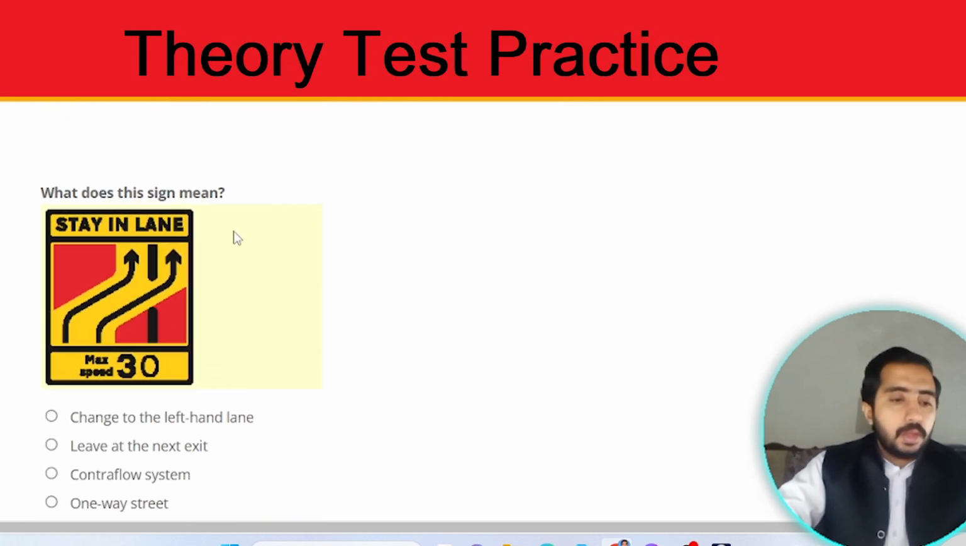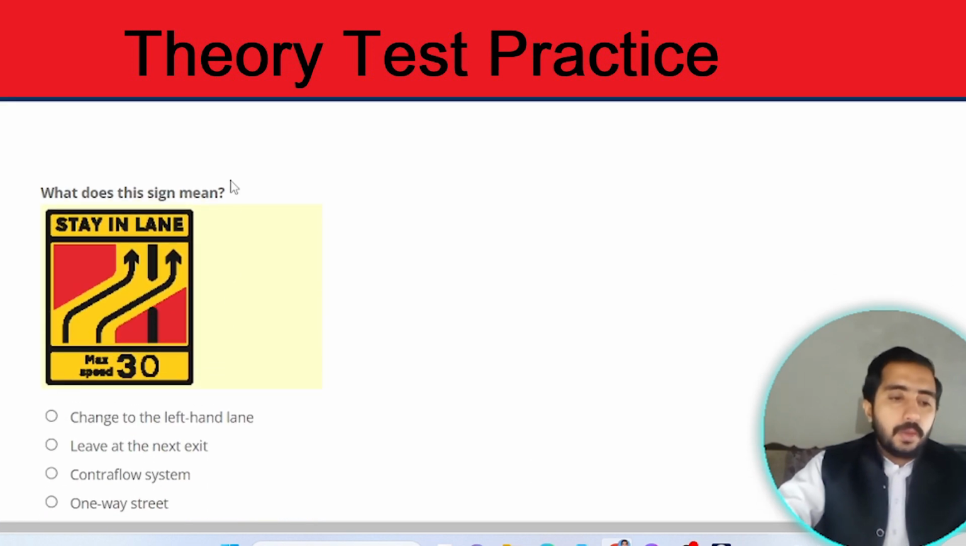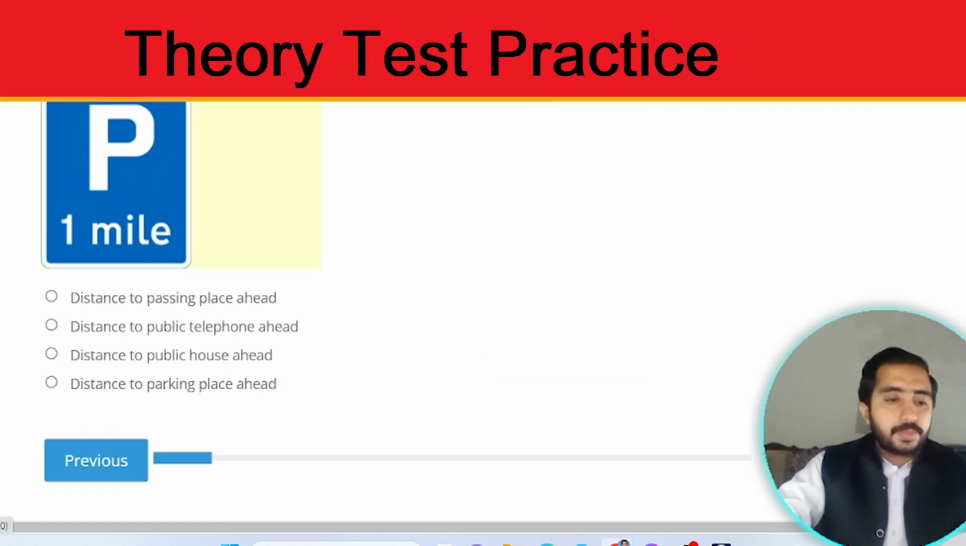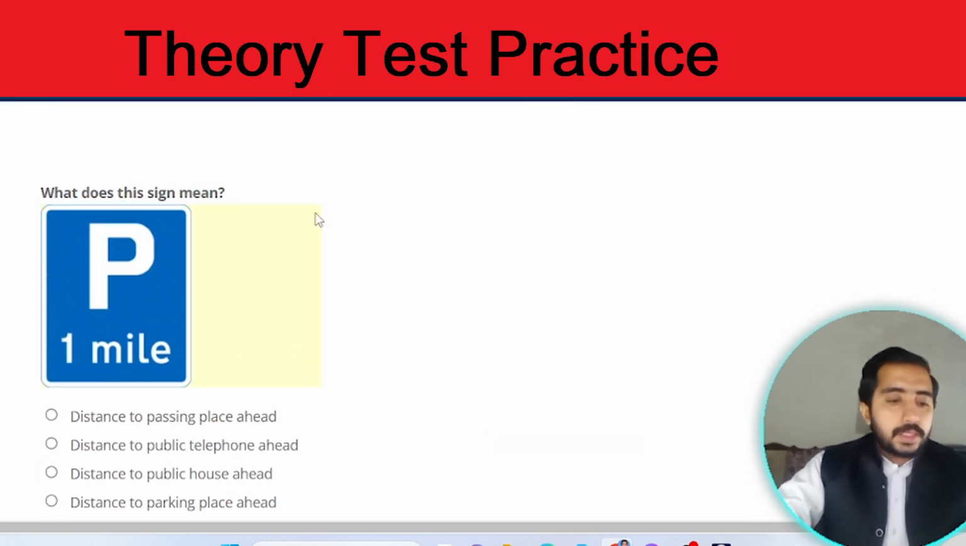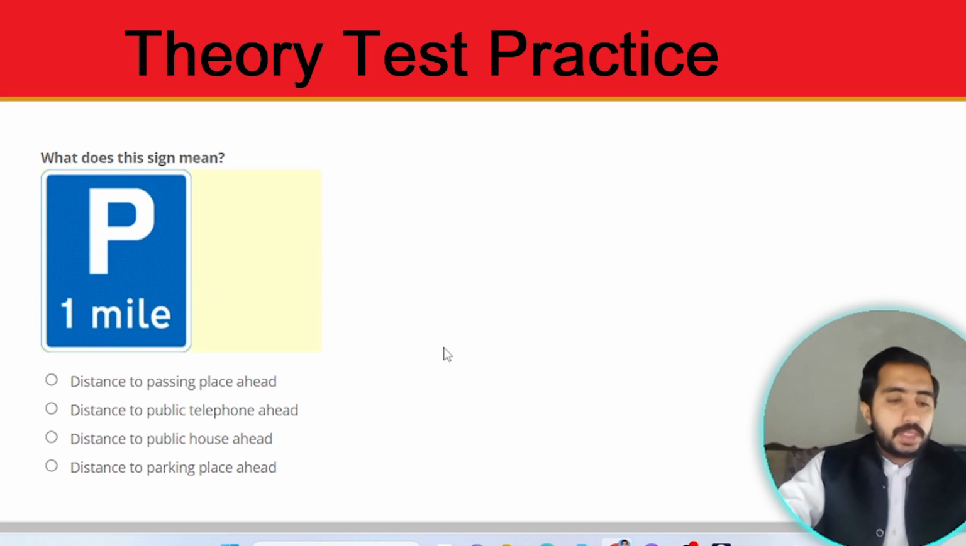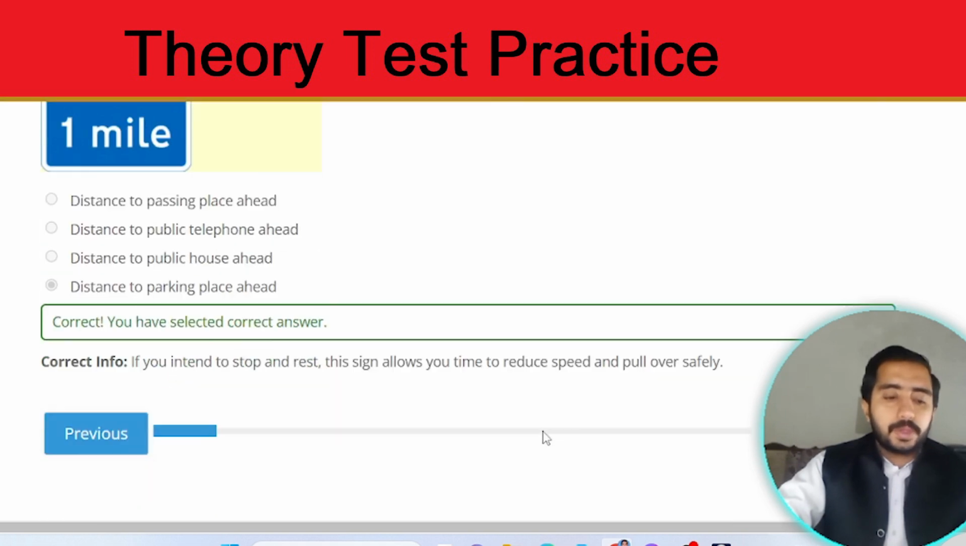Next question. What does this sign mean? And this is clearly represented as a contraflow system. Next. What does this sign mean? Actually, this sign is represented by distance to parking place ahead. Option D is the correct option.